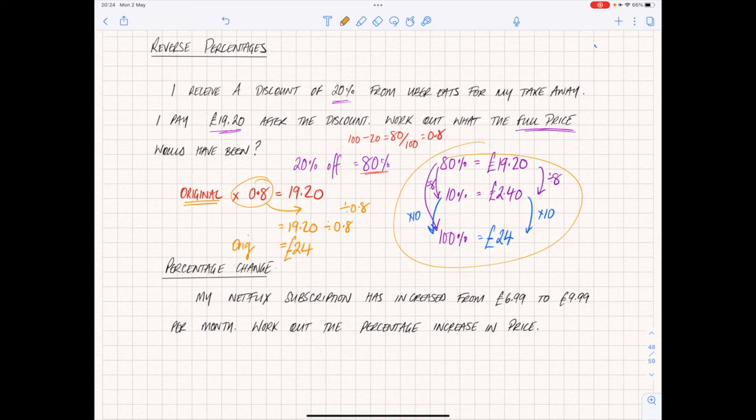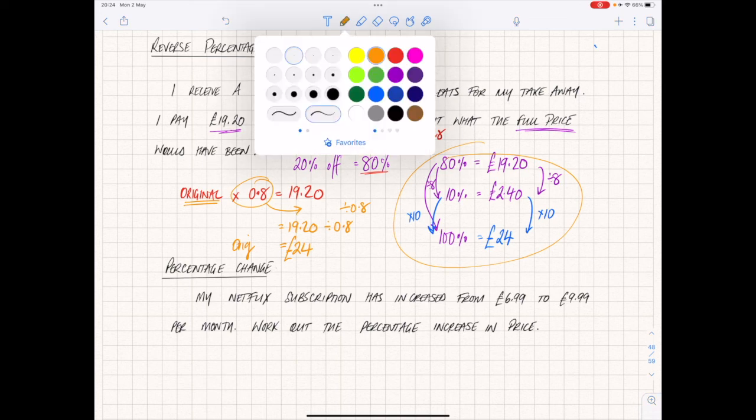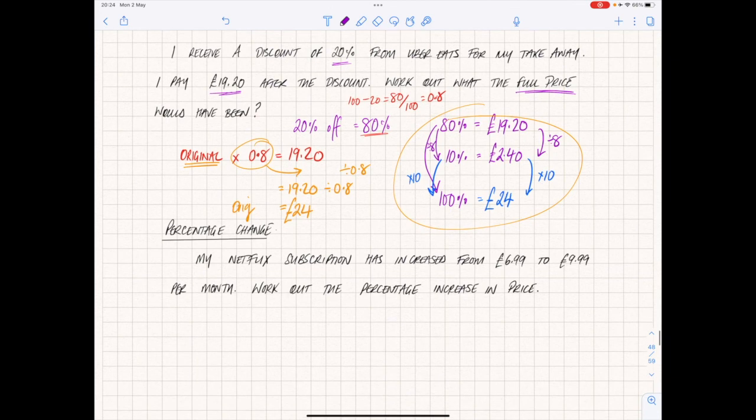Okay, next one. We're going to look at what percentage changes. So how do I find the percentage change of something? So let's look at this question. My Netflix subscription has increased from £6.99 to £9.99 per month. What is my percentage increase? Okay, so basically my answer needs to say, has it gone up by 10%, 20%, 30%, 40%, whatever it might be. Okay, that's what it's asking you to find.